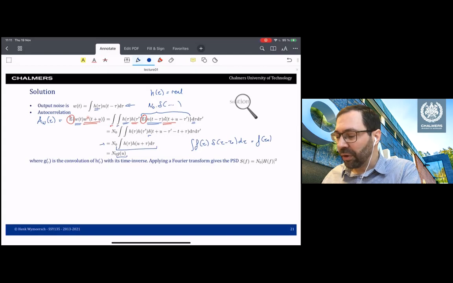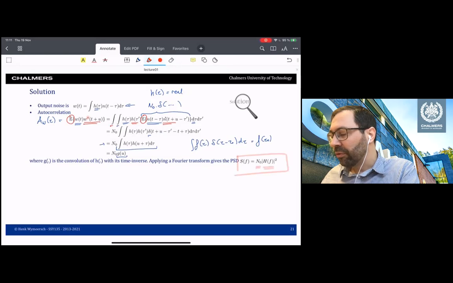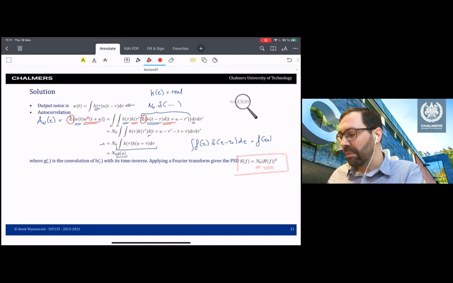Right, and you can apply the Fourier transform, and then you will find that you end up with this expression. So the output power spectral density is the input power spectral density times the Fourier transform of the filter in magnitude squared. And this is useful because it allows you to generate noise with any kind of power spectral density. And this will be used in your first project.